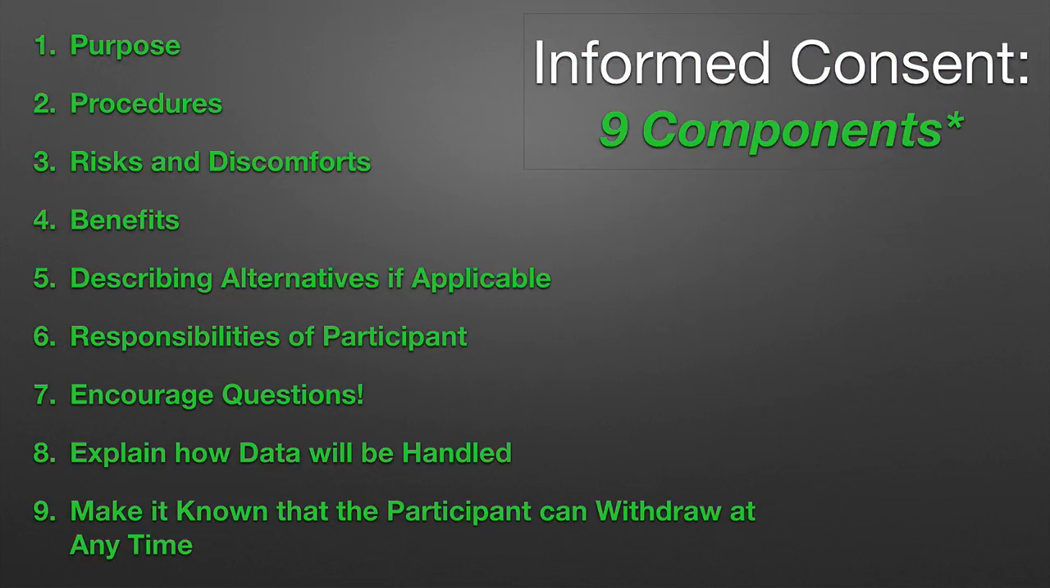So the 9 components of an informed consent, you might go ahead and write these down. You might very well be tested on this. Make sure that your informed consent has at least these 9 components. The purpose of whatever it is that you're running, of the assessment and such. The procedures that you're going to go through. Any risks or discomforts the participant might encounter. The benefits of the test. Remind them why they're doing the test. Describe any alternatives if applicable.